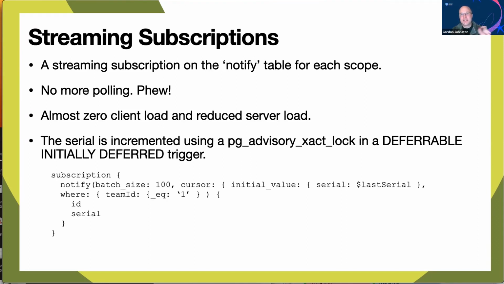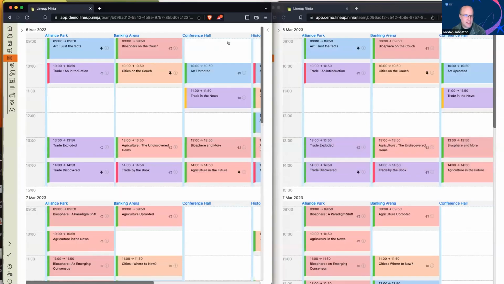But for that trigger that's taking that serial and creating that lock, to do that in an initially deferred trigger, so that it didn't hold the lock over that serial for too long. So we were able to just increment this serial. So I'll just quickly show you this in action.